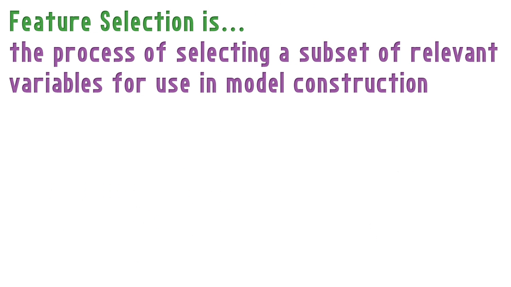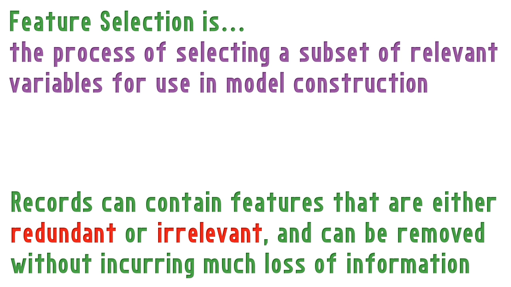Feature selection is the process of selecting a subset of relevant variables for use in model construction. The idea behind using feature selection techniques is that records can contain many features that are either redundant or irrelevant and can thus be removed without incurring much loss of information.